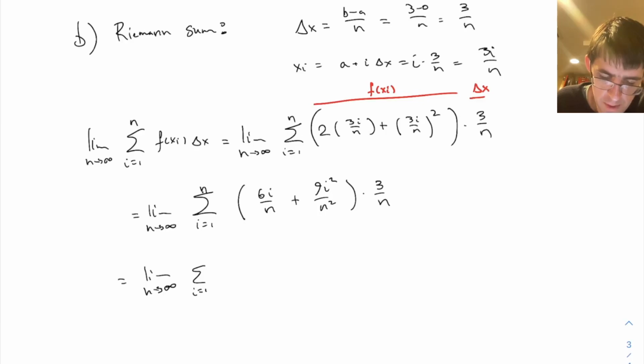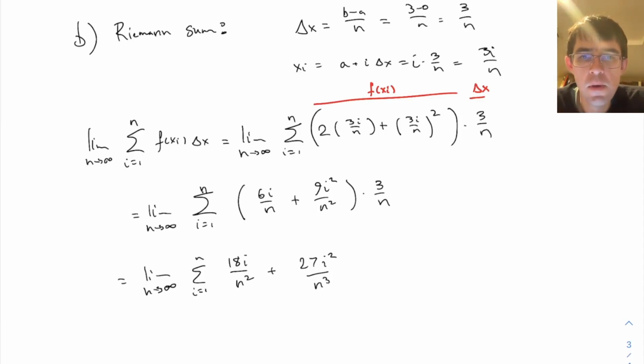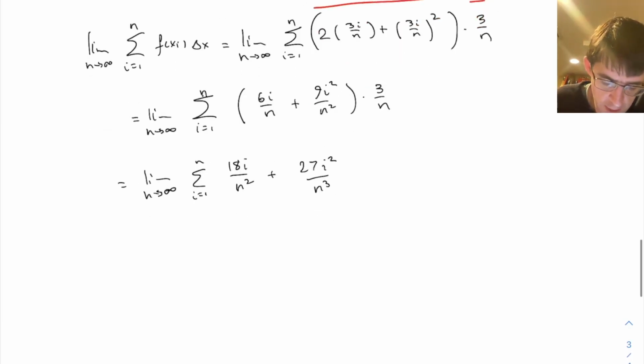Sum i equals 1 to n. Distribute 3 over n, 18i over n squared plus 27i squared over n cubed. All right. Okay, continue. Now we should split up the sum and factor out everything except for the i's.